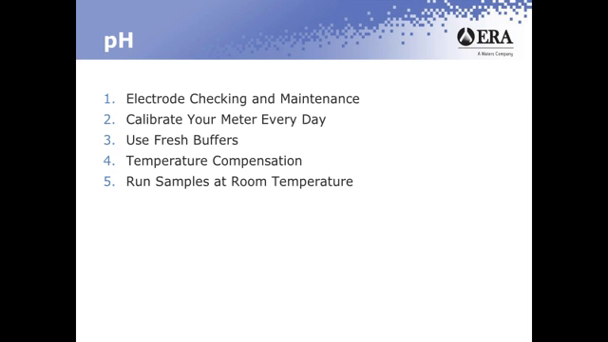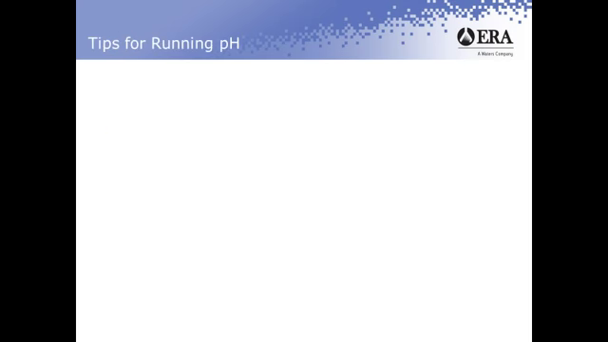So what we'll look over today with respect to pH is making sure that we're checking and maintaining our electrode. We'll talk about calibrating your meter every day, the use of fresh buffers. We'll talk about temperature compensation and about running your samples at room temperature.